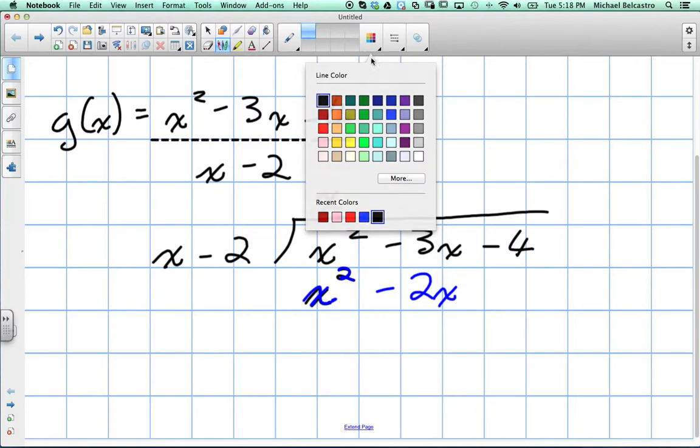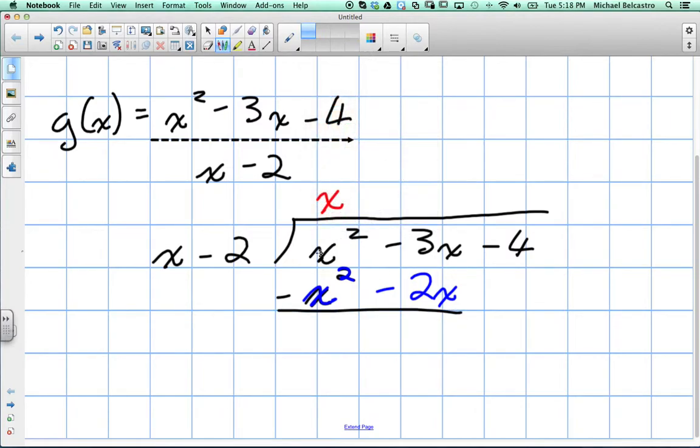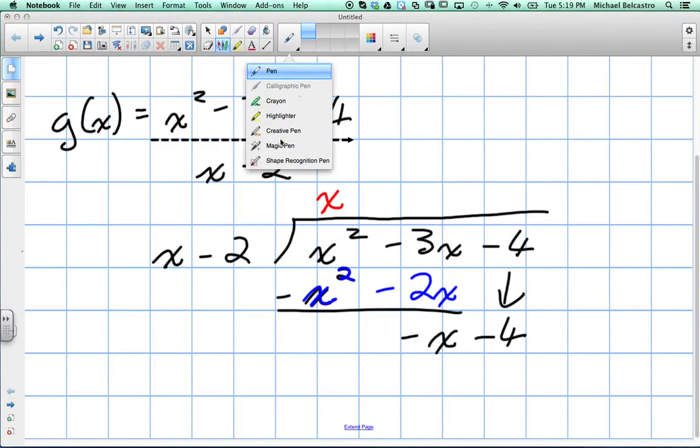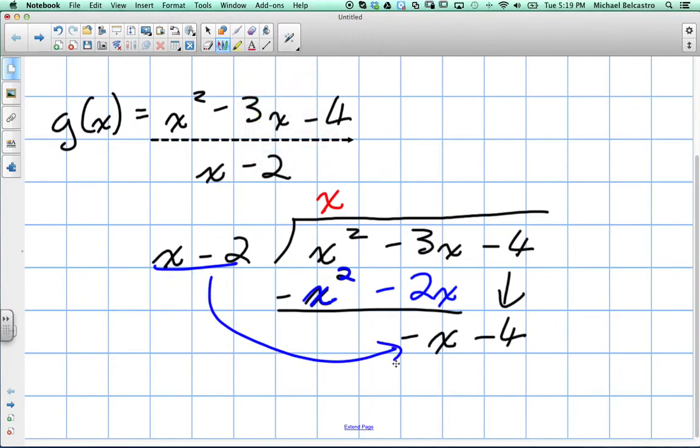So we then go about subtracting to find out what we get. Our x squared terms cancel each other out, so essentially 0. I don't really need to write anything out. And this is negative 3 minus negative 2, so it's like adding. So this actually ends up being negative x in this case, and we bring down our negative 4.